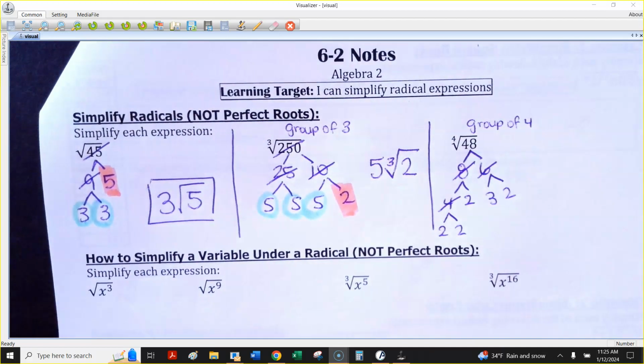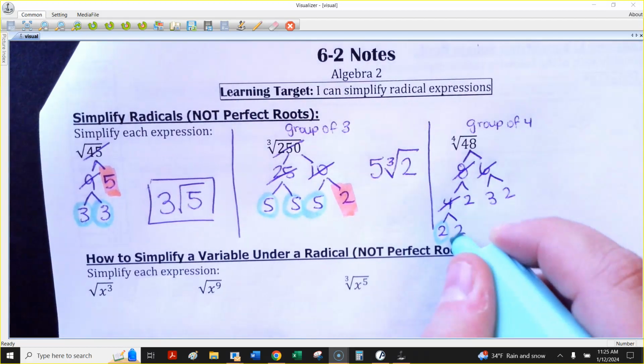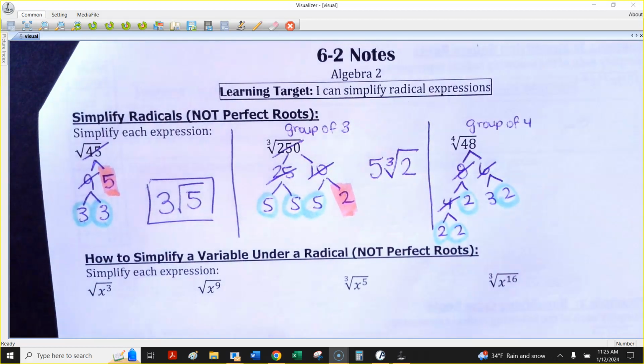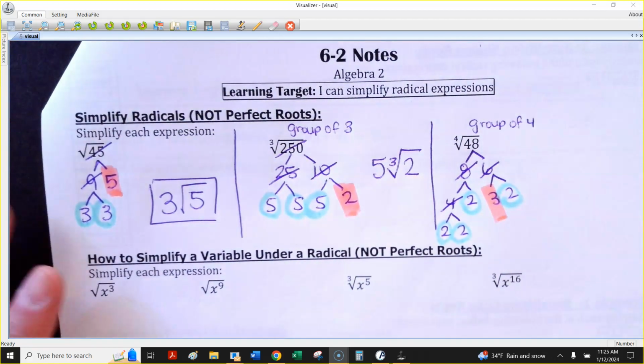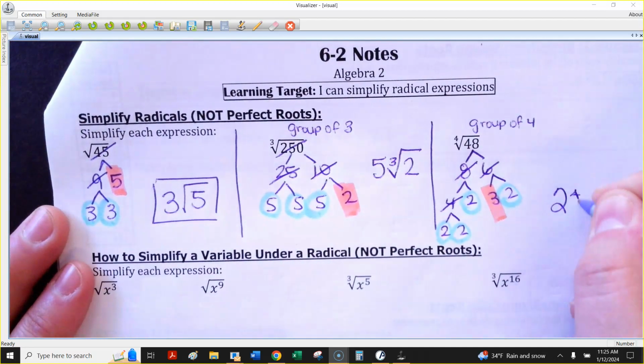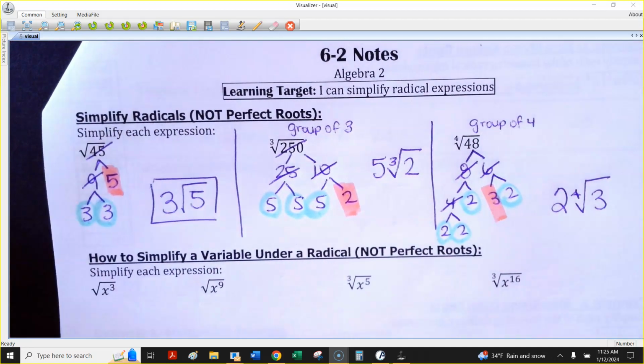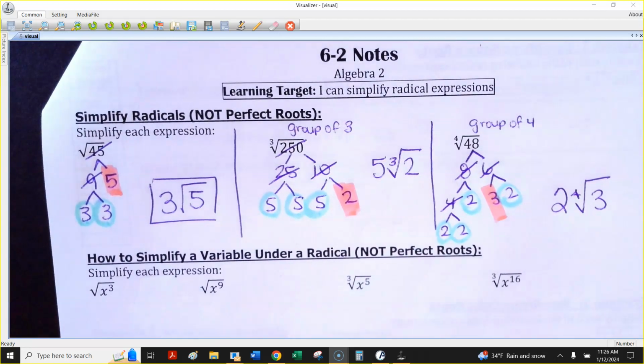I'm looking for a group of 4 for a 4th root. So you've got four 2s. You don't have to go back and circle them. I'm just trying to color it a little bit to help. So the 3, no one to hang out with, so it has to stay under the 4th root. So this would be 2 times the 4th root of 3. Try to remember to write the index. I always forget. Okay. I am going to stop there.